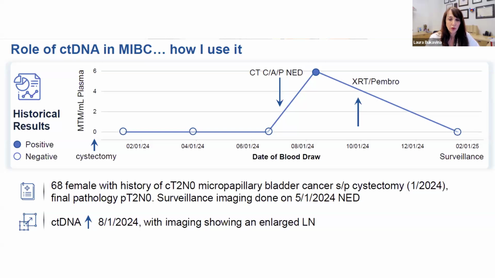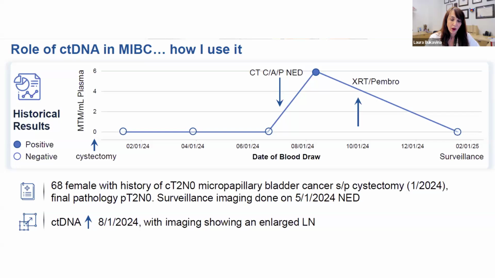She was discussed at tumor board. She went for radiation in addition to pembrolizumab. And her ctDNA declined almost immediately after that. And she's been ctDNA negative for almost a year at this point, with just that adjuvant treatment.